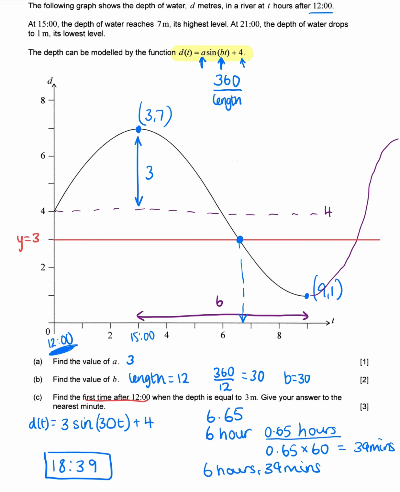In terms of the marks here, the first one is just 1 mark, for recognising that the A value was 3. The second one is for the 12 and for realising that you have the length of a wave of 12, and then the next one is for the answer of B equals 30. And then one of them is for the 39 minutes for converting. One of them is if 6.65 was seen, so we can see that you found that intersection on the calculator. And then the last one there is for the full answer.